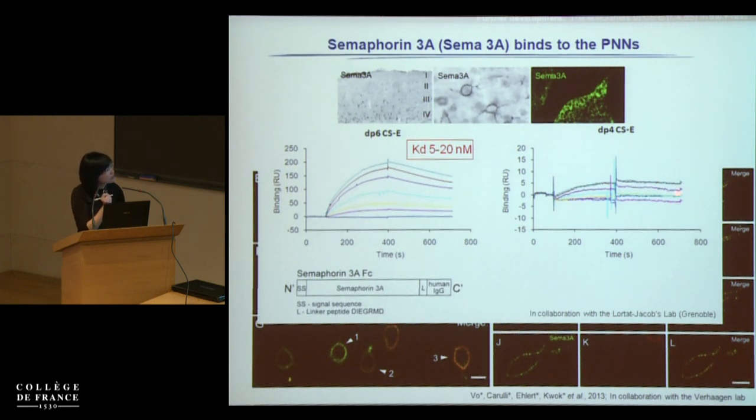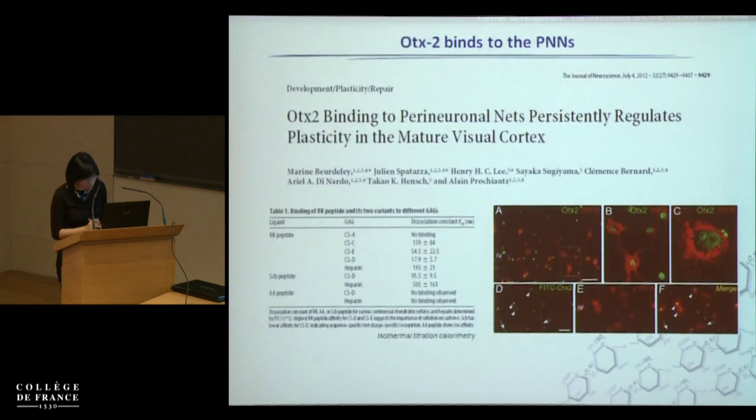In the 4 disaccharides scenario, we don't have much semaphorin 3A binding to the 4 disaccharide CSE, whereas the binding to the 6 disaccharide CSE is concentration dependent. We have also calculated the KD of the binding of semaphorin 3A against the CSE, and it is actually a very strong interaction between them.